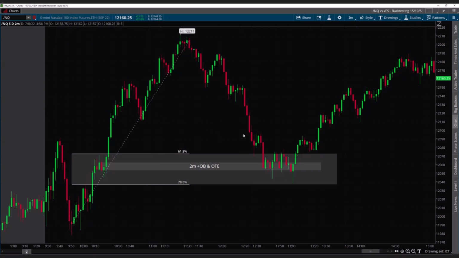And I prefer not to enter blindly at these levels. Like if I saw price coming down and I saw nothing to the right of where my mouse is, I'm probably not getting long. I would prefer to wait for a lower time frame shift in market structure and ideally a fair value gap that makes the trade higher probability.